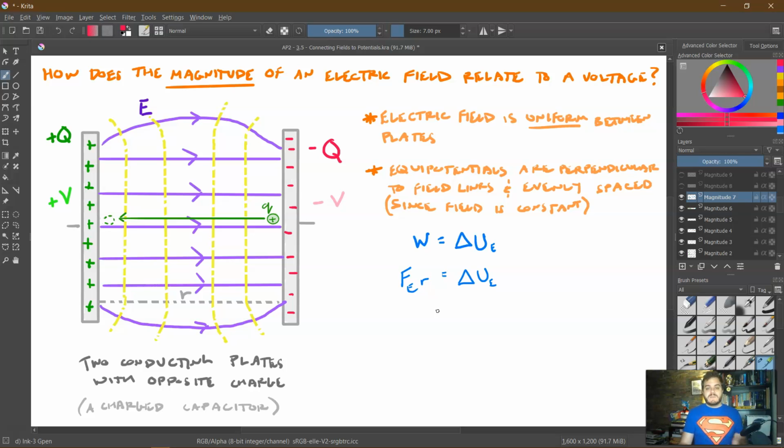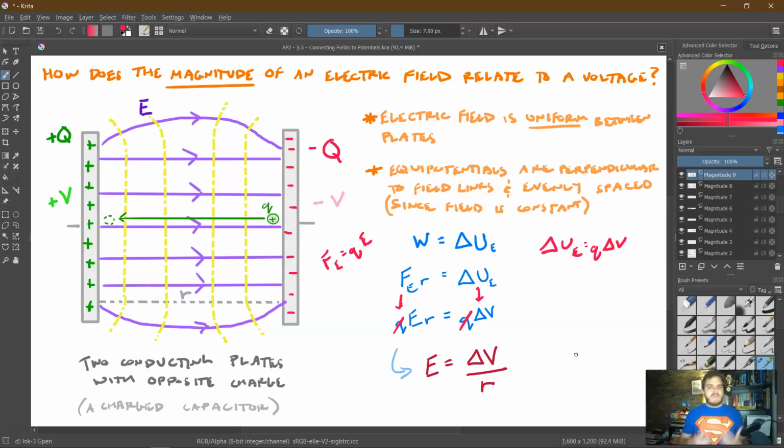Well, we know two equations. We know that Fe is QE, and additionally we know that delta UE is Q delta V. So let's just plug those in. So I have QE times r is equal to Q delta V. I just substituted in for these values, and I can see that since Q here is the charge placed in the field, I can get rid of that, and I'm now just left with E times r equals delta V, and specifically we see that the electric field should be equal to the voltage over this distance r.